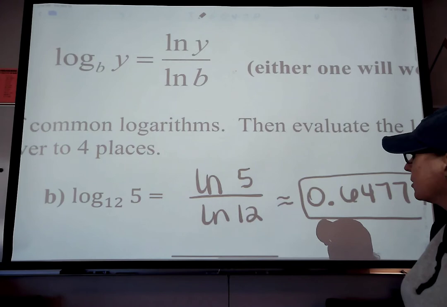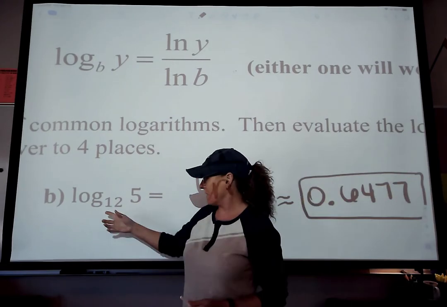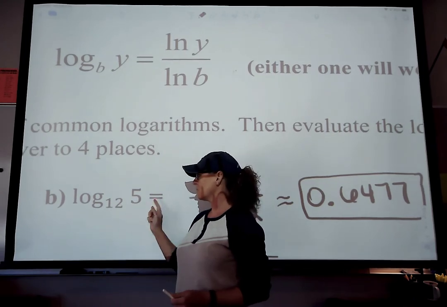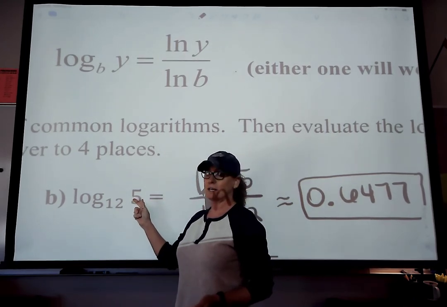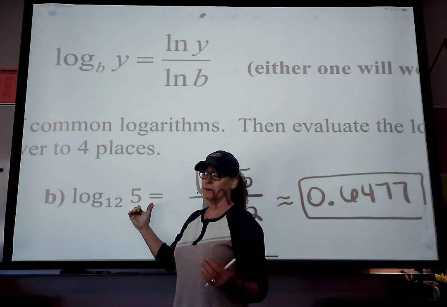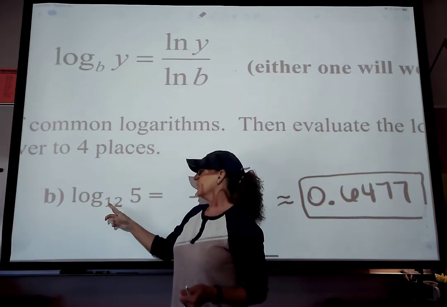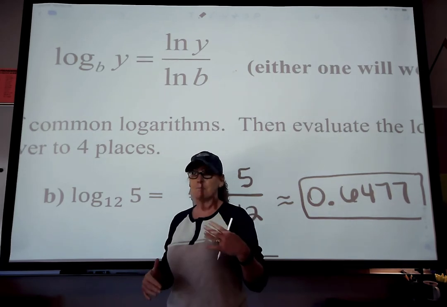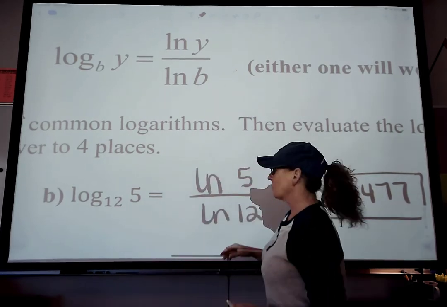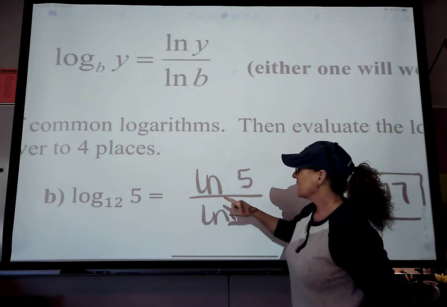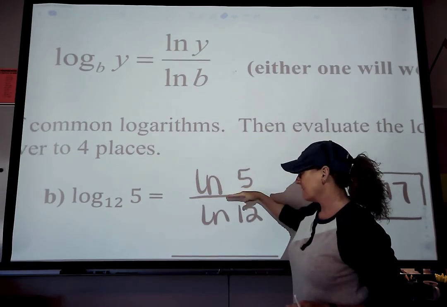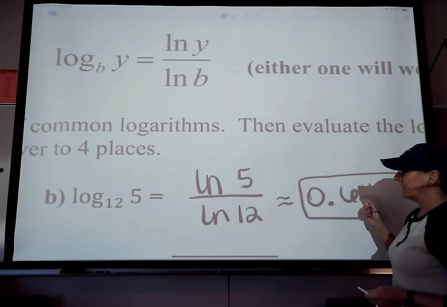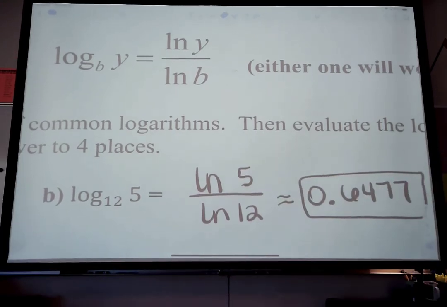Same type of problem. I need to evaluate log base 12 of 5. Well, I don't know what that is. Let's see. 12 to the what is 5? No idea. It's got to be less than 1, because 12 to the first is 12. So I'm going to try this using change of base and natural logs. This goes on top. I'm going to go natural log of 5 divided by natural log of 12. And I get approximately 0.6477.